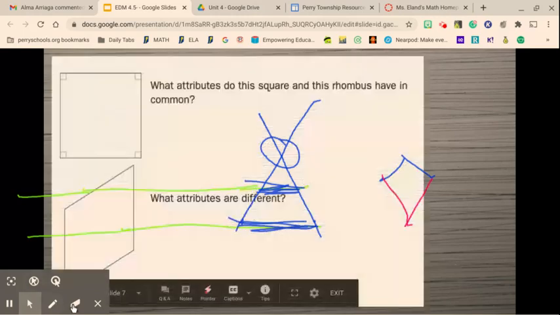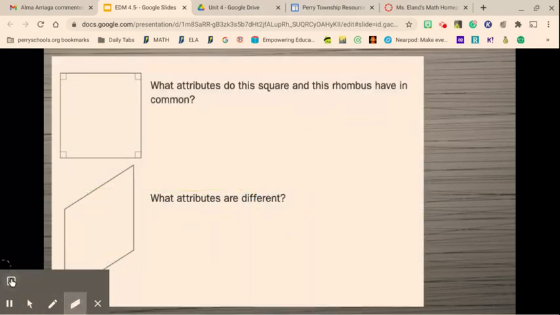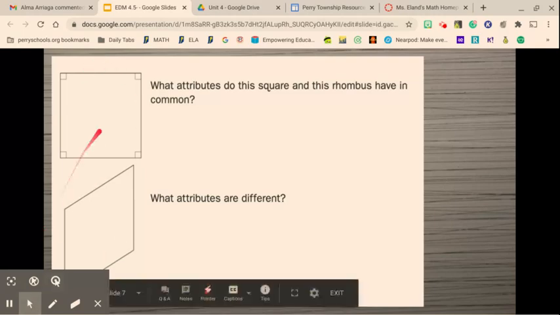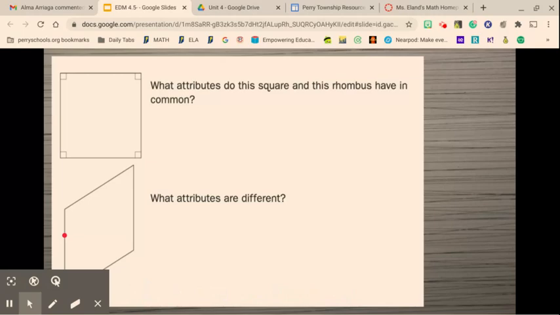All right, so what we're going to do is talk about the attributes of each of these shapes. First thing is, what is this shape? What is this shape? You should have said that this is a square. This is a rhombus. What do the square and the rhombus have in common? Well, I know that they are both quadrilaterals. They both have four sides, and they have four equal sides. Remember, a rhombus's sides are all equal in length.